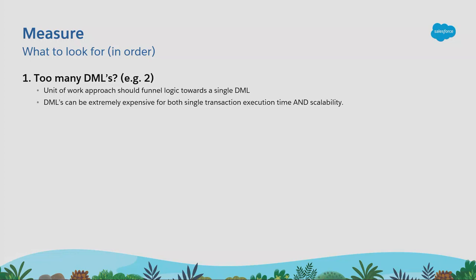Even more importantly, for scale, Salesforce will tell you, if you try to do enough transactions in a small enough period of time, that these are very bad for scale as well as taking a long time. So anyway, the number one thing we're looking for is the number of DMLs. I'm going to talk a little later about a unit of work approach designed to help minimize these.